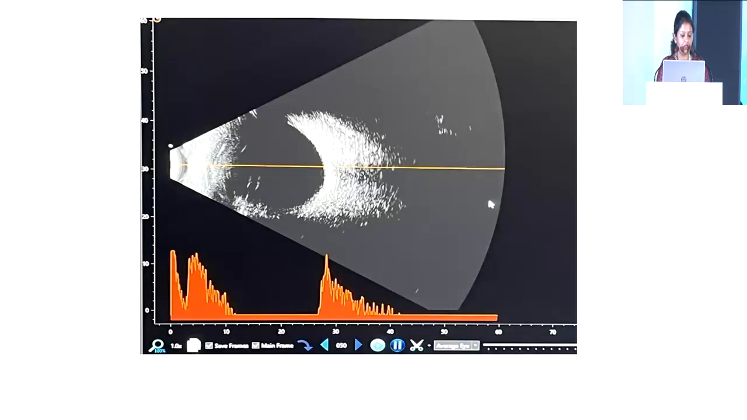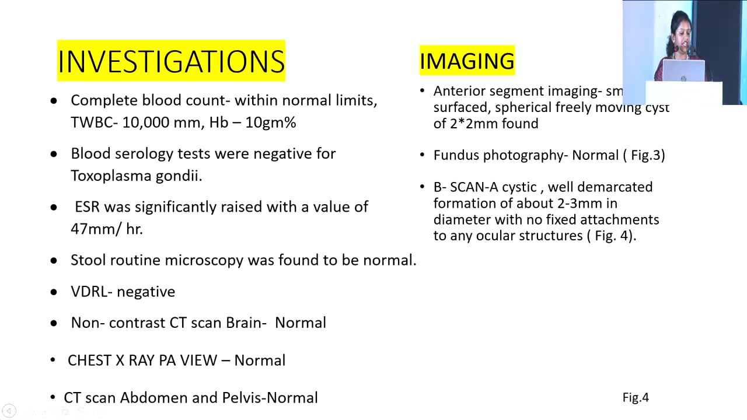Upon B-scan imaging, we found a 2 × 2 mm cystic formation in the anterior vitreous pocket with hyperechoic walls, which was freely floating and did not have any attachment to any other ocular structures. Complete blood count was normal, with a hemoglobin of 10 gram percent. Blood serology, that is IgG and IgM, was negative for Toxoplasma gondii. ESR was significantly raised. Stool routine microscopy was negative for protozoan ova. VDRL was negative. NCCT brain, chest X-ray PA view, and CT scan abdomen and pelvis were completely normal.